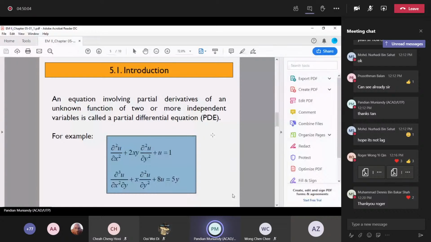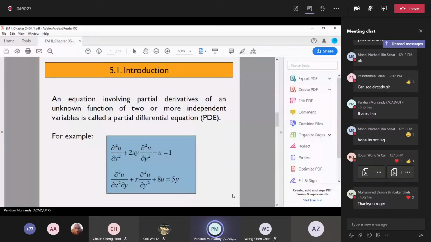So these two examples are examples for PDE, short form. Whenever they say the acronym PDE, capital PDE, it stands for partial differential equation.